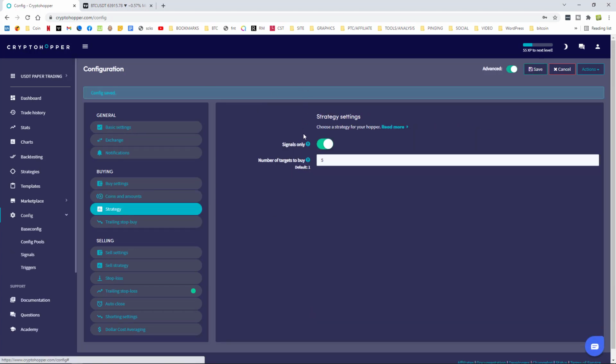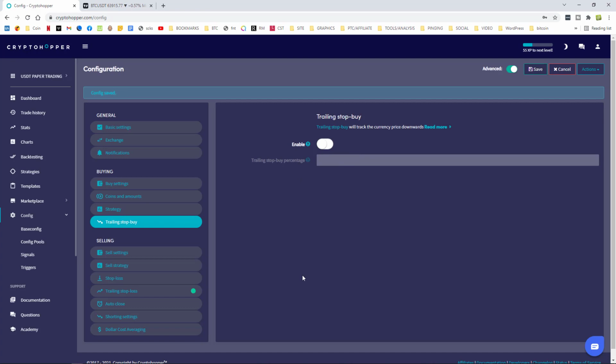Strategy has to say signals only. Number of targets to buy. Well, it can buy 3 at any one time, at the same time, or it can buy 10. It depends on how many coins you set up. Alright, so I'm going to do 3. Now, trailing stop buy, there is nothing set in there.